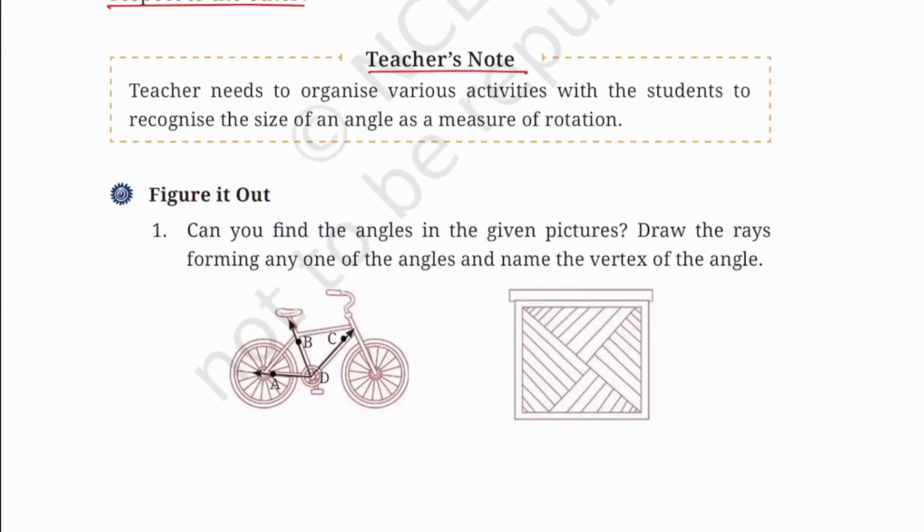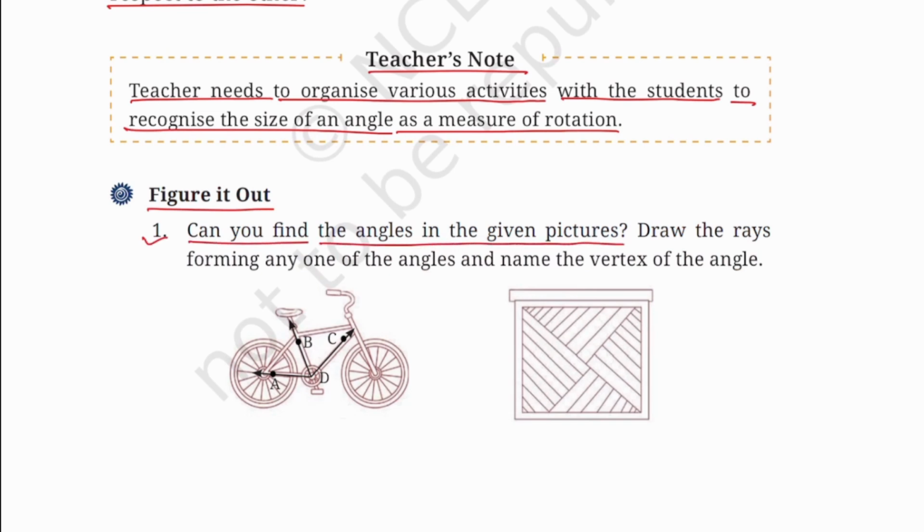Teacher's note. The teacher needs to organize various activities with the students to recognize the size of an angle as a measure of rotation. Figure it out. 1. Can you find the angles in the given picture? Draw the rays forming any one of the angles and name the vertex of the angle.